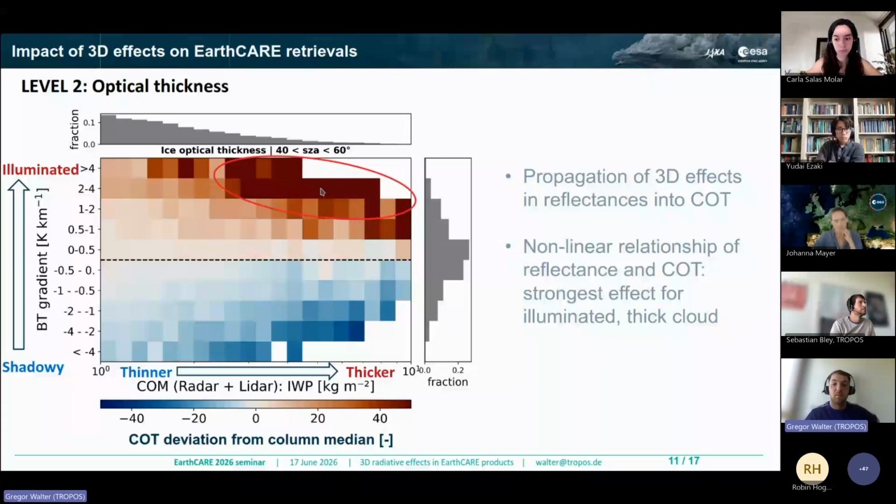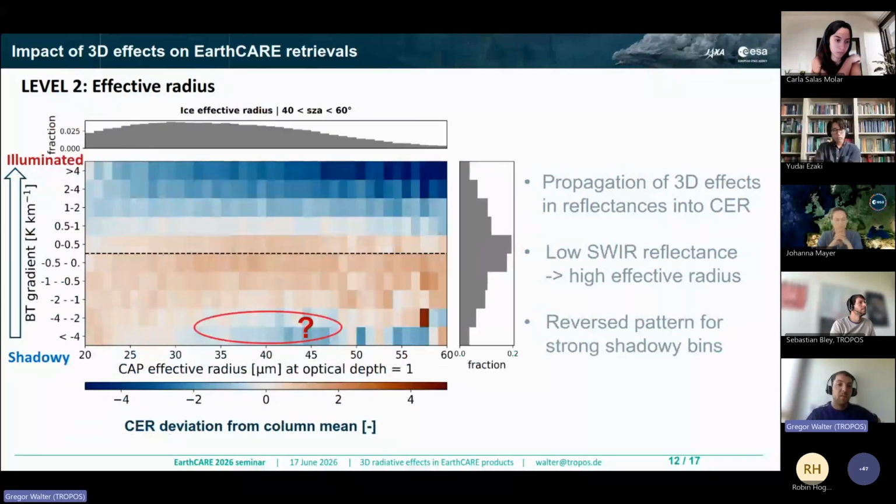Here we can see that it's over 40 higher in the illuminated region. The effect clearly propagates into the cloud optical thickness, and we can also see the nonlinear relationship of reflectance to cloud optical thickness. So the effect on the illuminated side is a bit stronger, but we can also see, even for lower cloud slopes, a clear effect of higher cloud optical thickness on the illuminated side and lower on the shadowy side. And we can see the opposite effect for effective radius.